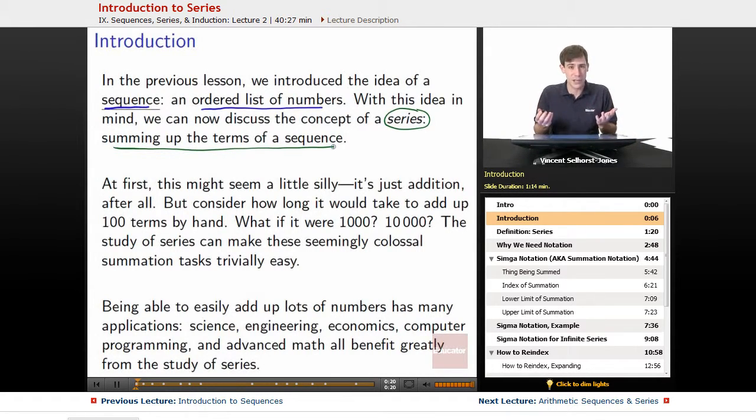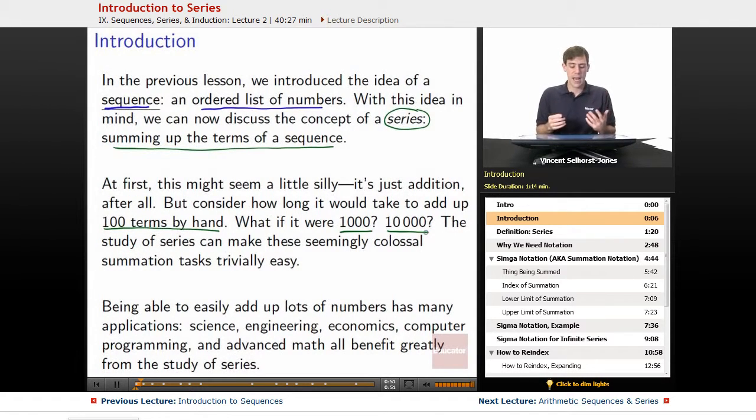It's just addition, and we've been doing addition since kindergarten, so why do we need to talk about addition in a special way? But consider how long it would take to add up 100 terms by hand. Could you imagine how much time it would take if you had to add up 100 different things from a sequence? What if it were 1,000 terms or 10,000 terms? The study of series can make these seemingly colossal summation tasks, having to add up huge numbers of numbers, really, really easy. We can turn this into a trivially easy task once we figure out how to talk about series in a deep way.